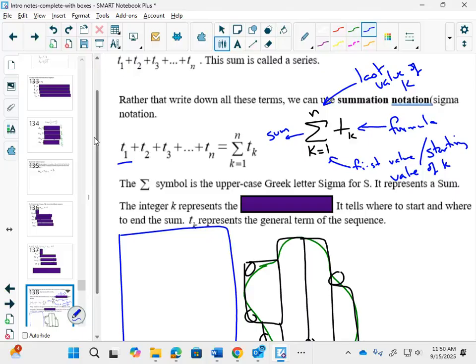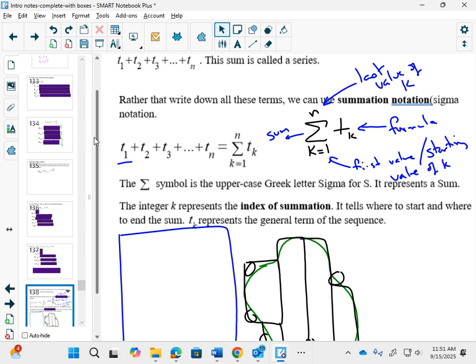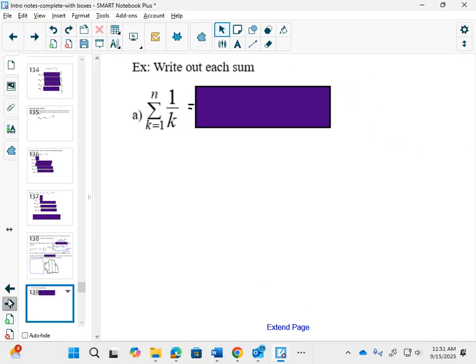So I will give you some that we're going to figure out, but that k is our starting value. You could start k starting at 5. And then you go to 6, then 7. You always go up by 1 until you get to the number at the top. So we're going to write out what some of these would look like.